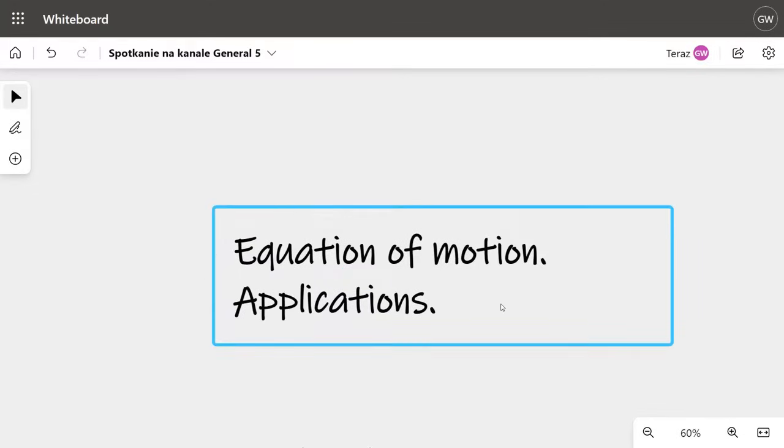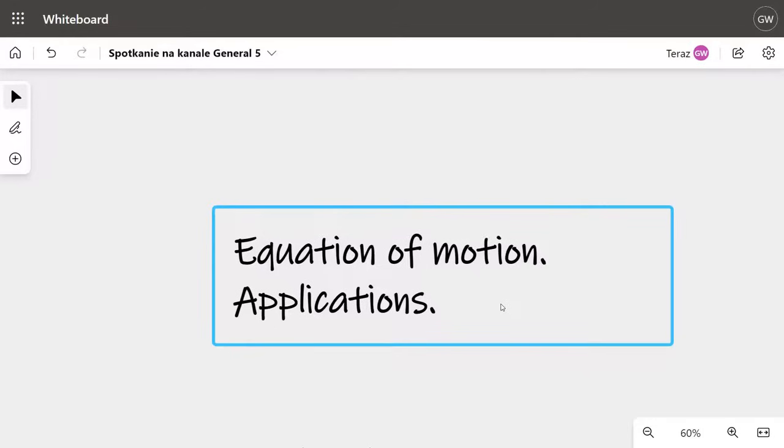Today we'll talk about applications of equation of motion. During last lesson I derived most general form of equation of motion for uniformly accelerated and uniformly decelerated rectilinear motion. Then I said that equation for uniform motion we get if we put A, I mean acceleration, equal to 0 in this equation.